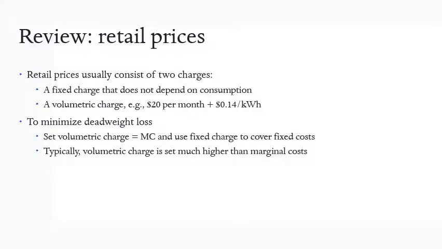So a quick review, retail prices, what are we talking about? These are the prices that you pay as a consumer in your home. These are your utility bills. Retail prices usually consist of two charges, a fixed charge that does not depend on consumption, and a volumetric charge. For example, we would have $20 per month plus 14 cents per kilowatt hour. The $20 per month is used to cover fixed costs, and the volumetric charge is used to cover marginal costs.